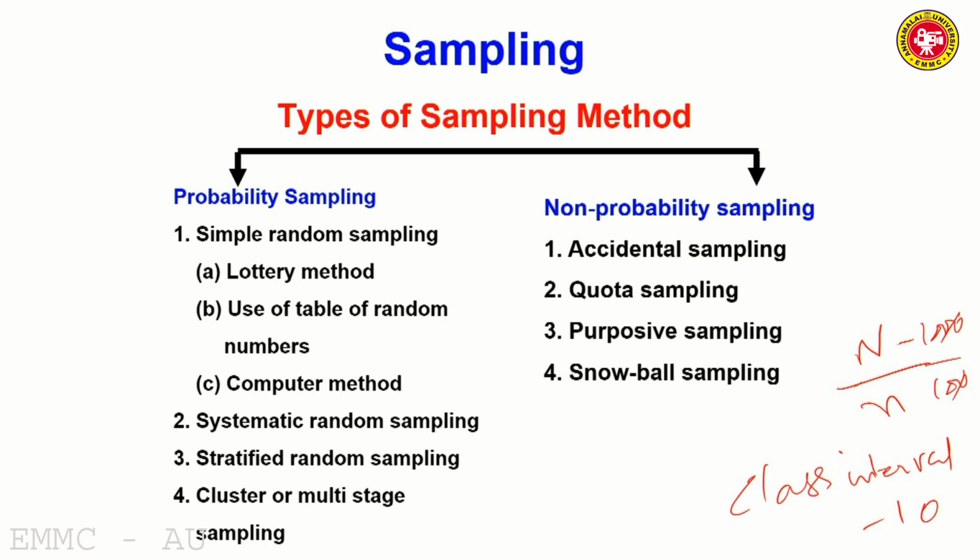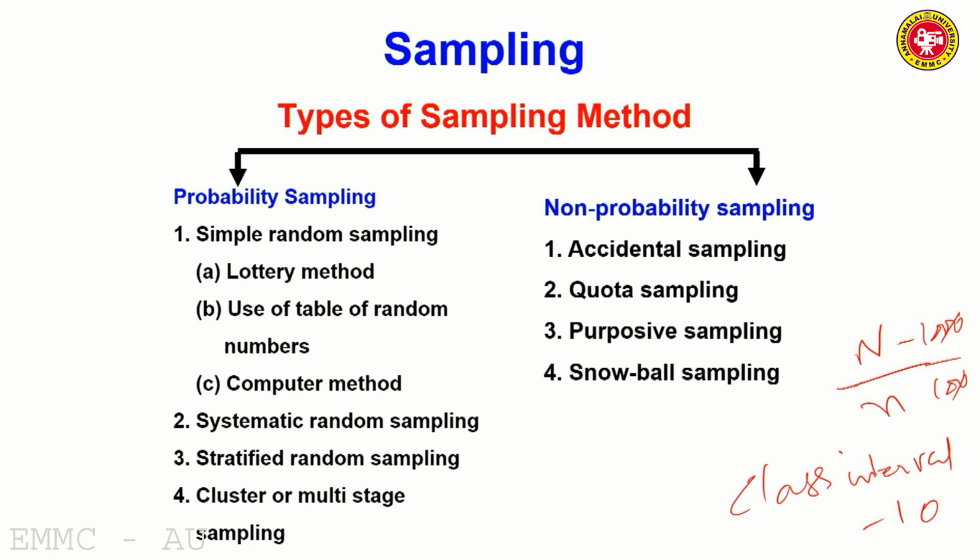That is why you have to identify the total population of Chennai, then identify how many wards, then out of 200 wards, how many wards you want to select, and from each ward how much you want to select. 10 into 50 means 500. So, that way you have to go for cluster or multi-stage sampling. These all come under probability sampling.